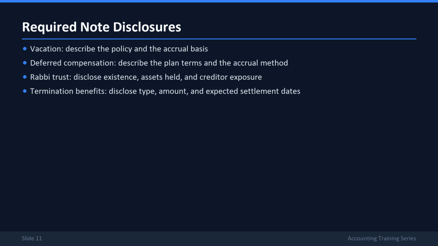Beyond the balance sheet and income statement, companies must disclose their compensation policies and liabilities in the notes. For vacation accruals, disclose the policy terms and the measurement basis. For deferred compensation, describe the plan terms and the method used to accrue the obligation. For rabbi trusts, the notes must specifically disclose that the assets are subject to general creditor claims. For termination benefits, disclose the nature of the plan, the total amount accrued, amounts paid to date, and the expected timing of remaining payments.